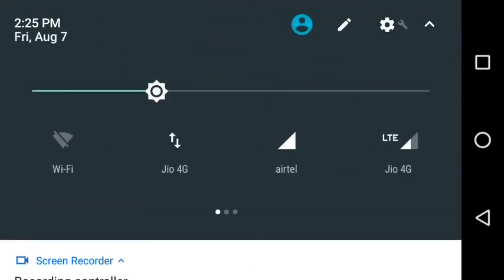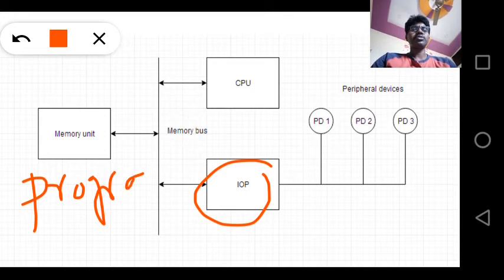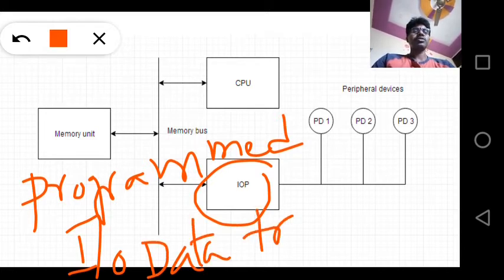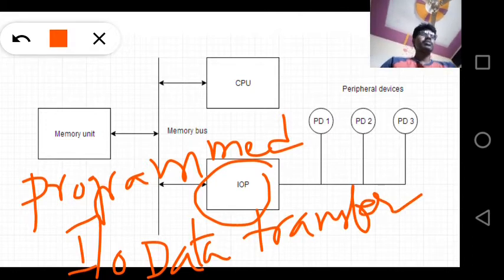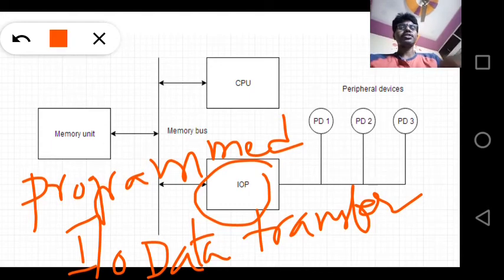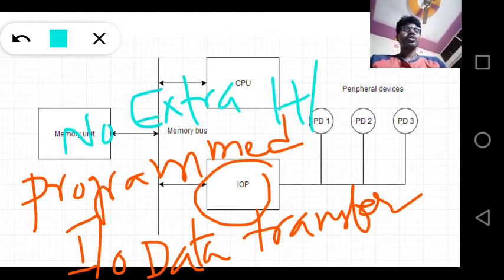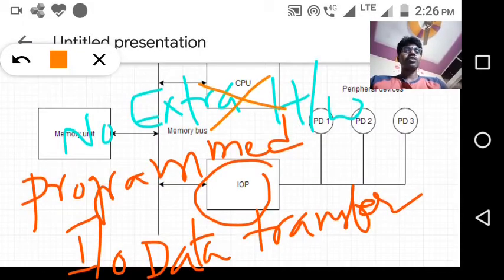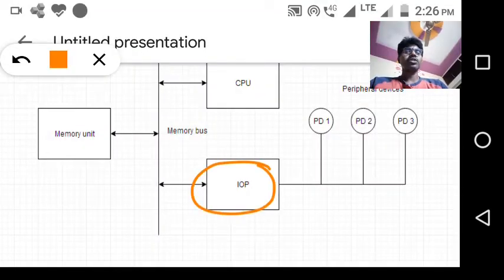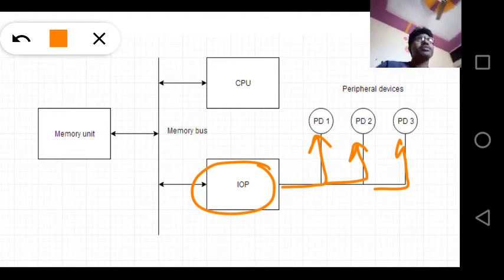So the IO processor uses the technique called programmed IO data transfer. And the importance of this programmed IO data transfer technique is that no extra hardware is required for programmed IO data transfer. But the only thing is that the IO processor has to continuously check or monitor the status of the device controllers.